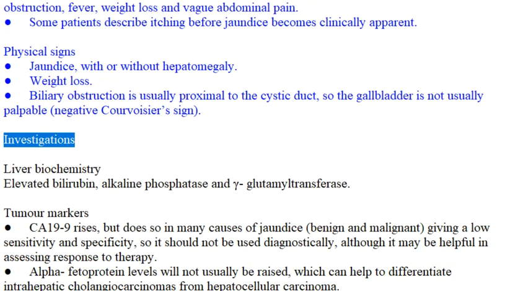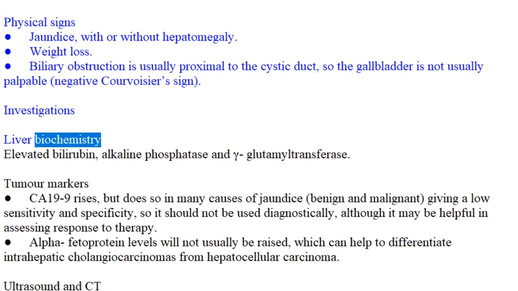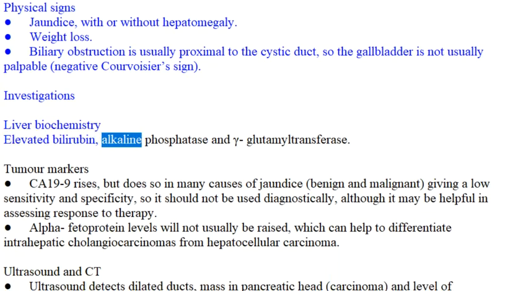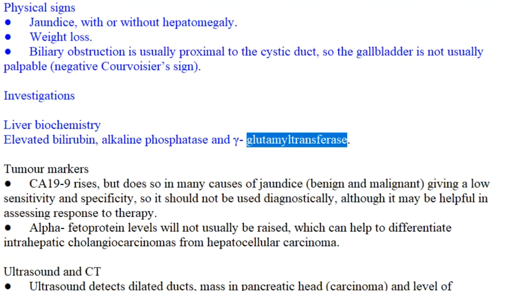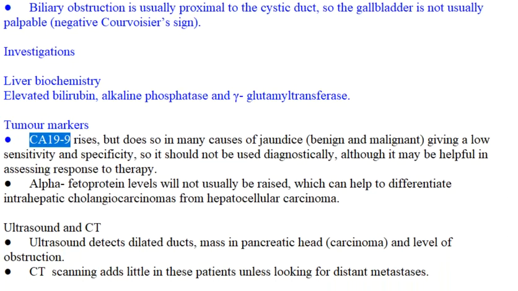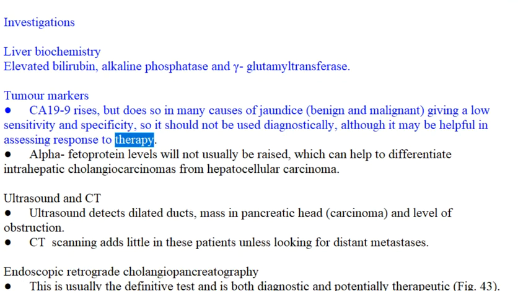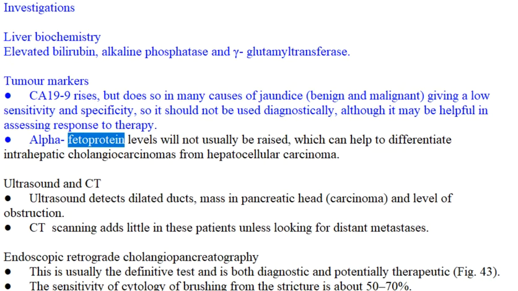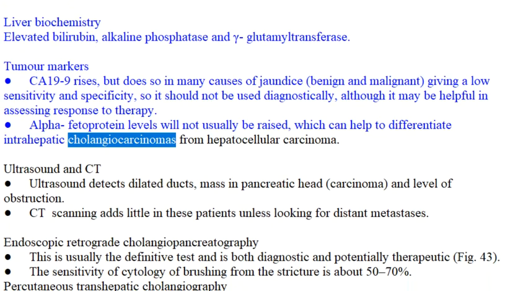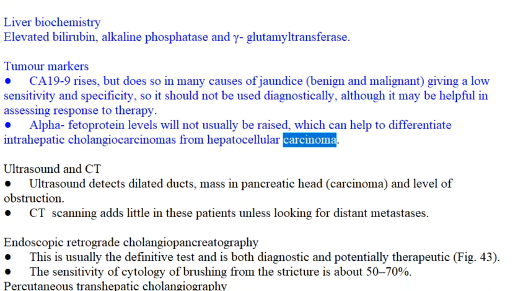Investigations. Liver biochemistry. Elevated bilirubin, alkaline phosphatase, and gamma-glutamyl-transferase. 2 more markers. CA19-9 rises, but does so in many causes of jaundice, benign and malignant, giving a low sensitivity and specificity, so it should not be used diagnostically, although it may be helpful in assessing response to therapy. Alpha-fetoprotein levels will not usually be raised, which can help to differentiate intrahepatic cholangiocarcinomas from hepatocellular carcinoma.